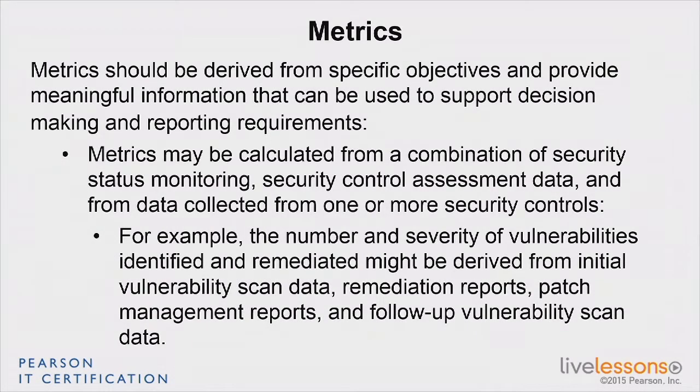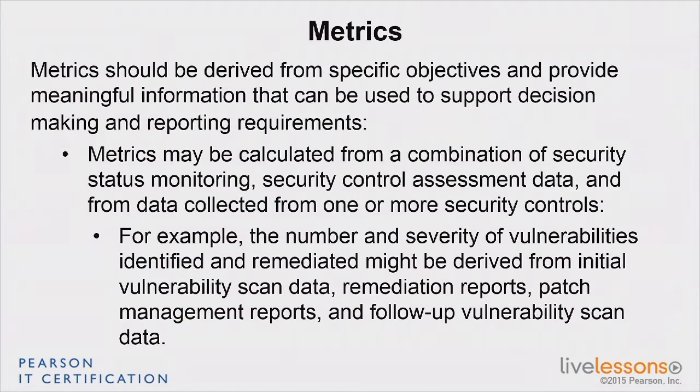So for example, we might say the number and severity of vulnerabilities identified and remediated might be derived from an initial vulnerability scan, from our remediation reports, from our patch management reports, and from our follow-up vulnerability data. So we're taking a combination of all those things. Again, we had a scan, we identified vulnerabilities, so we had a number and severity. We have our remediation report that talks about how we're responding to that. We have our patch management reports that may correspond to any patches that need to be implemented, and what happened when we did our vulnerability follow-ups. So all of those may be calculated, for example, into a specific metric.